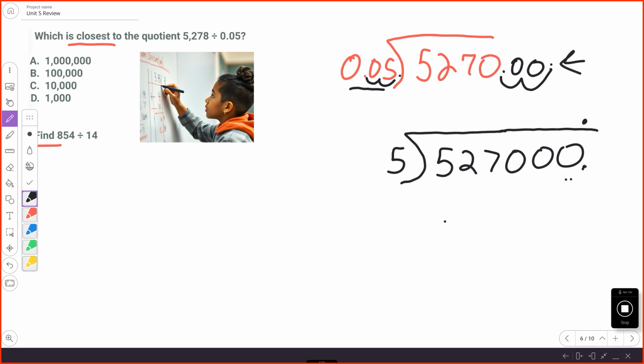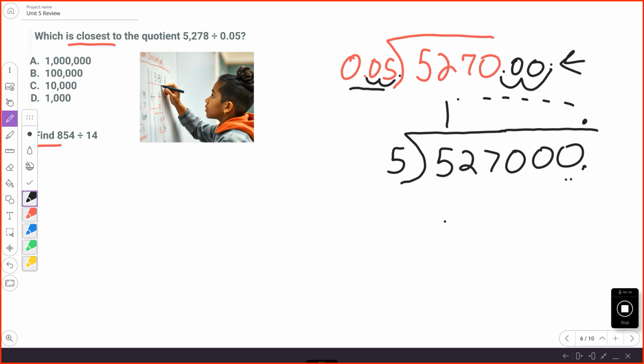Now, can we do our dividing? Can we start dividing? Yes. Okay, so can 5 go into 5? Yes. How many times? One time. Okay? But wait, stop. Look at our answers. Look at our choices. How can I fill this in to get close to one of these answers?